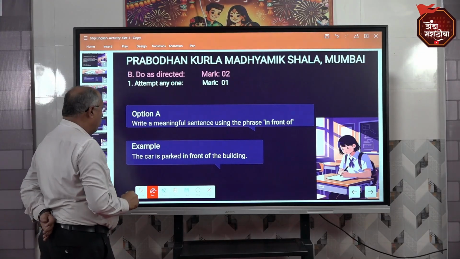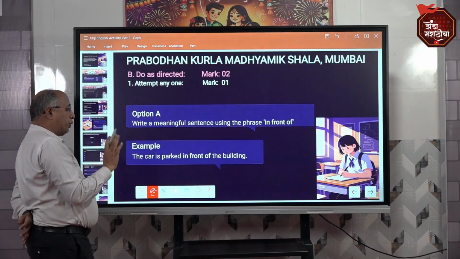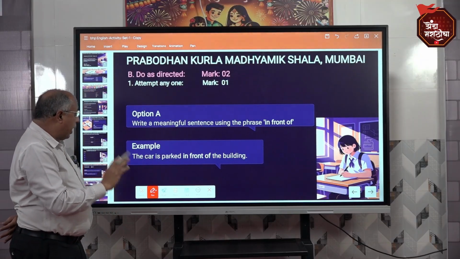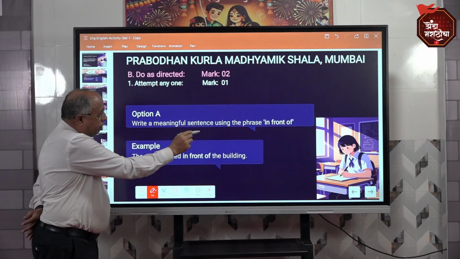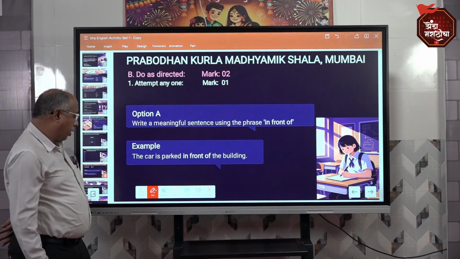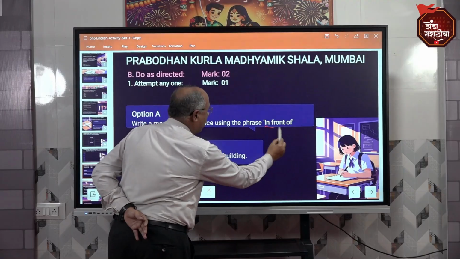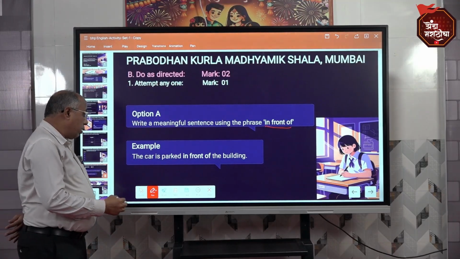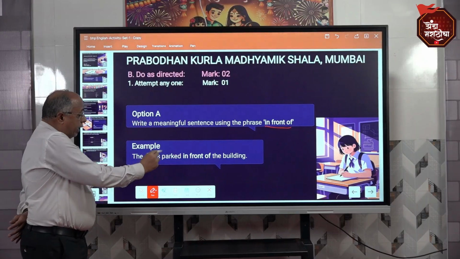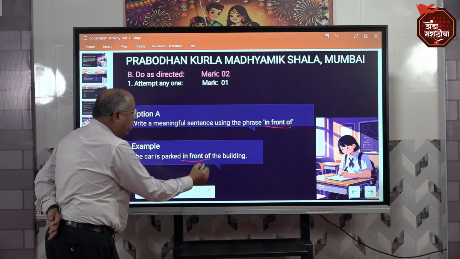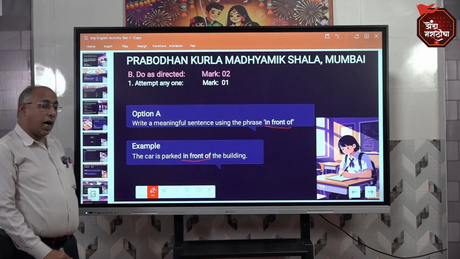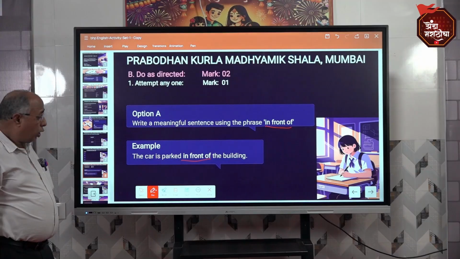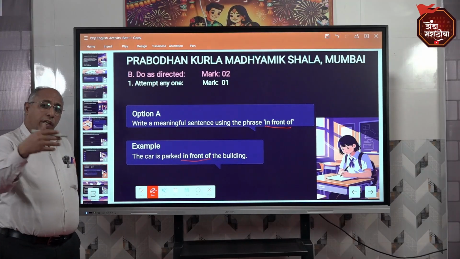Attempt any one. Two activities are given. Option A and option B will be there. Option 1A is: write a meaningful sentence using the phrase in front of. The phrase is given. In front of is the phrase, and use that phrase and make your own sentence as given in the example. The car is parked in front of the building. Where is the car? The car is parked in front of the building. So you can make your own different sentence.